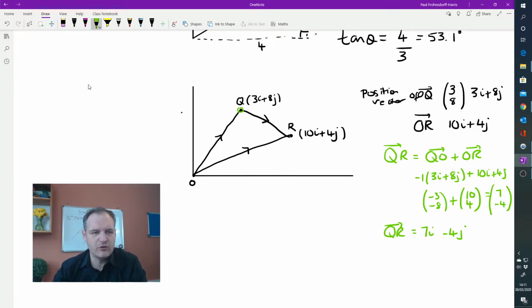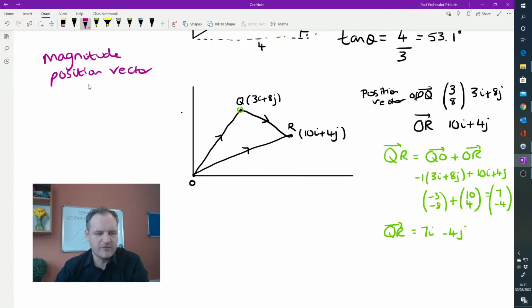So some of the words we need to make sure that we're familiar with, if we're in year 12: we need to be familiar with magnitude, position vector, and resultant. And just glancing down at my notes to make sure that's where we're up to so far.